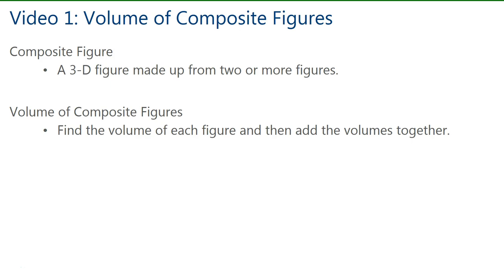Now, a composite figure is a 3D figure which is made up of two or more figures. So if we have a cone that sits on top of a rectangular prism, then that object is a composite figure. Now, to find the volume of a composite figure, we need to find the volume of each figure separately and then add the volumes together.